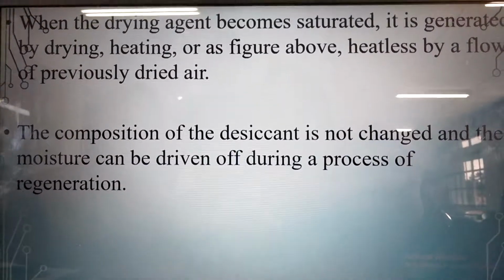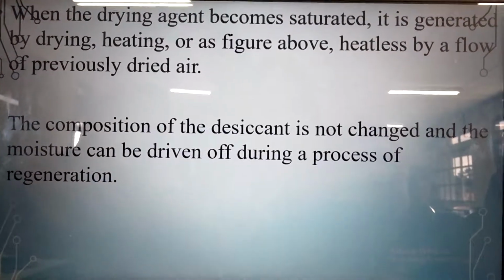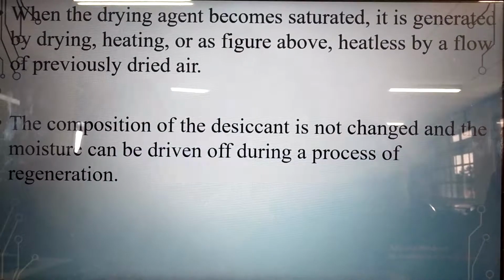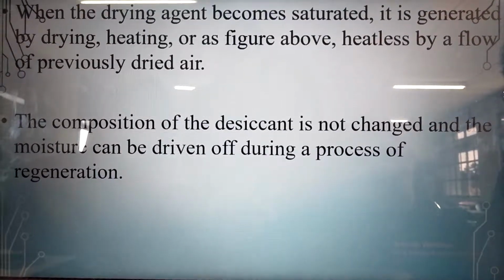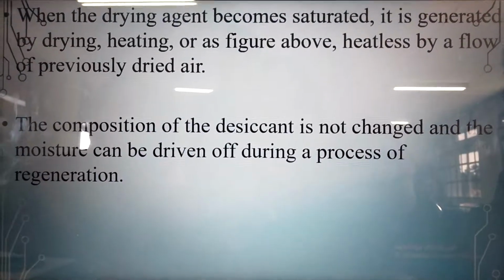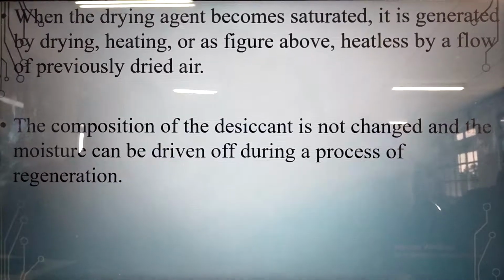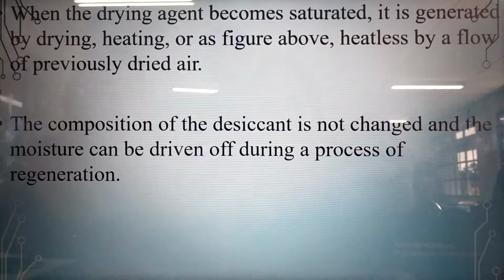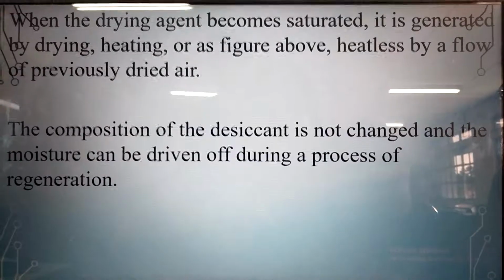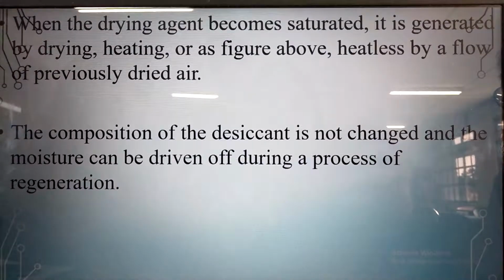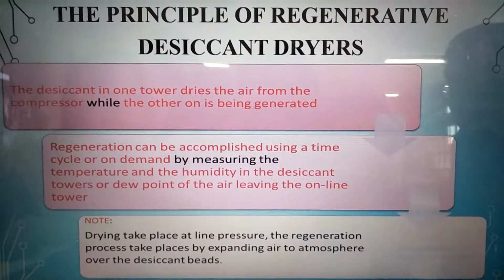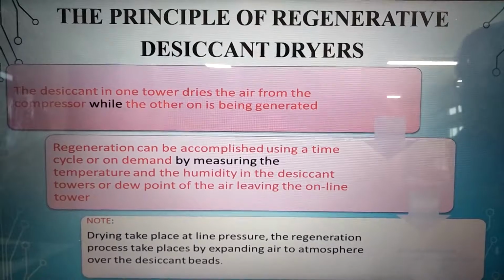When the drying agent becomes saturated, it is regenerated by drying, heating, or, as figured above, heatless, by a flow of previously dried air. The composition of the desiccant is not changed and the moisture can be driven off during a process of regeneration. The principle of regenerative desiccant dryers.